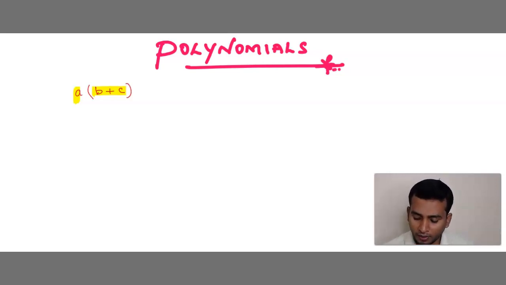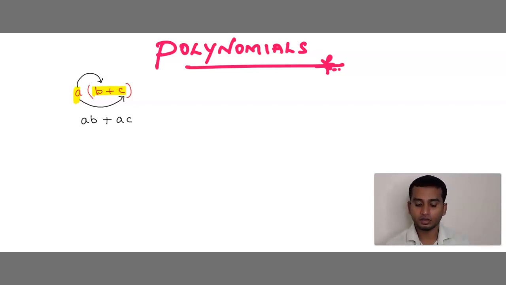Okay, how to multiply? First you have to multiply this first term. This A we should multiply with B. So what happens? A into B becomes AB. What is A's sign? It is plus. Nothing there means plus. Again multiply this A with C. That is plus into plus is plus. A into C is AC. A into B is AB, plus into plus is plus, A into C is AC.